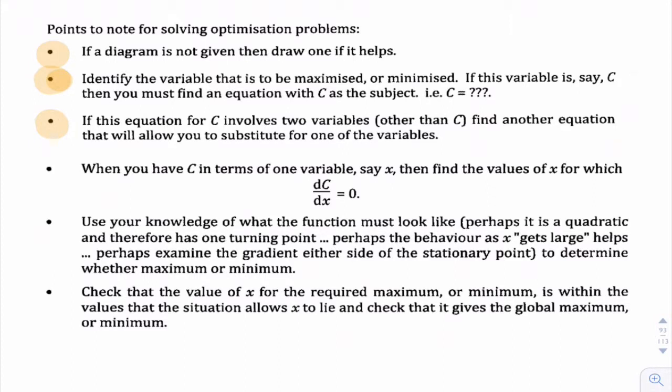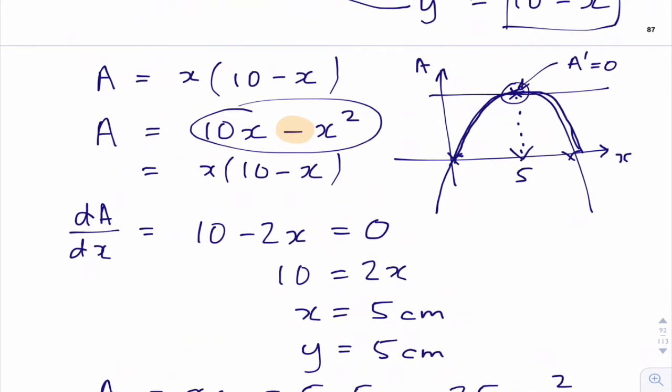When you have C in terms of one variable, like we just did, we then want to find when dC/dx is equal to 0, or in our case it was dA/dx equal to 0. Now this one here, use your knowledge of what the function must look like to see whether it's a maximum or minimum. And that's that one here as well. So I could see from the graph of this one here that we had a maximum value.